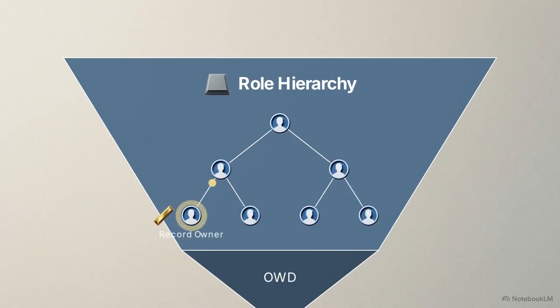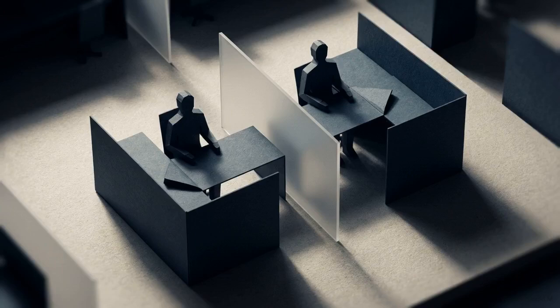We expand accessible records using the role hierarchy layer, mirroring organizational structures. Users above a record owner are automatically granted the same access. This gives a manager inherent visibility into a direct report's pipeline. This layer operates purely vertically, providing no lateral access to peers. Vertical expansion solves reporting requirements while maintaining the necessary data silos between peer-level employees.